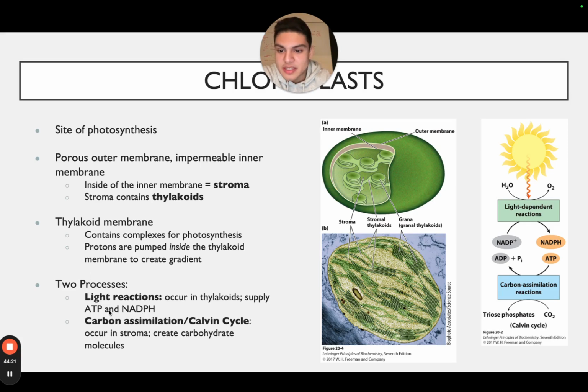And there are 2 processes. The light reactions occur inside the thylakoids. That is where our chlorophylls are found. And then the carbon assimilation, the Calvin cycle, where we form the sugars, occurs in the stroma.